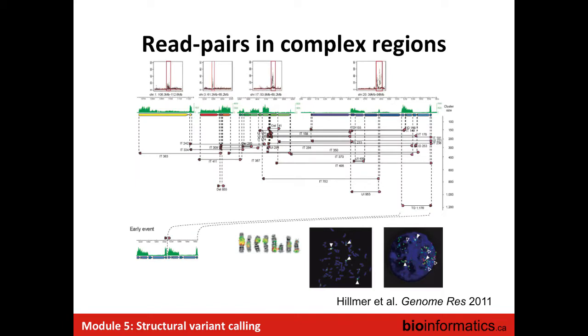Another limitation with read pairs is when you have a complex region, like this one, you don't know what you have. You just have crazy evidence of many events, and you cannot really make sense of what you have.